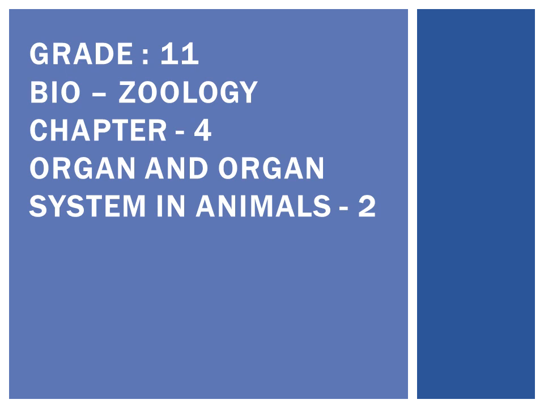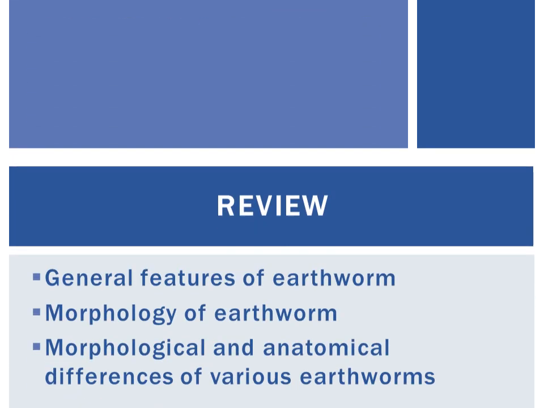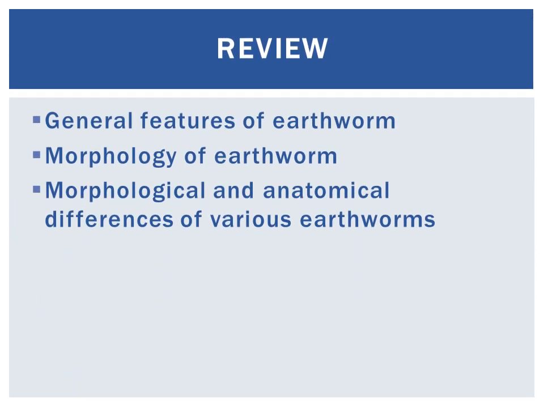We are discussing chapter 4, organ and organ system in animals. Let us continue this class today. In the previous session, we discussed the earthworm, its morphological features, its general features, as well as the morphological and anatomical differences of the two earthworms. Clear? Let us go on to a few more details regarding the earthworm.